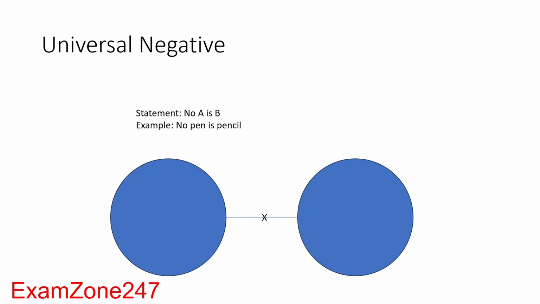Okay, now let's look at the universal negative statement, that is no A is B. Now consider this as A and B. This statement clearly states there is no relation whatsoever between A and B. Note this, that this is a certain statement. That means there is no other possibility. This is the one and only diagram you can draw when you encounter this case. Okay? Good.